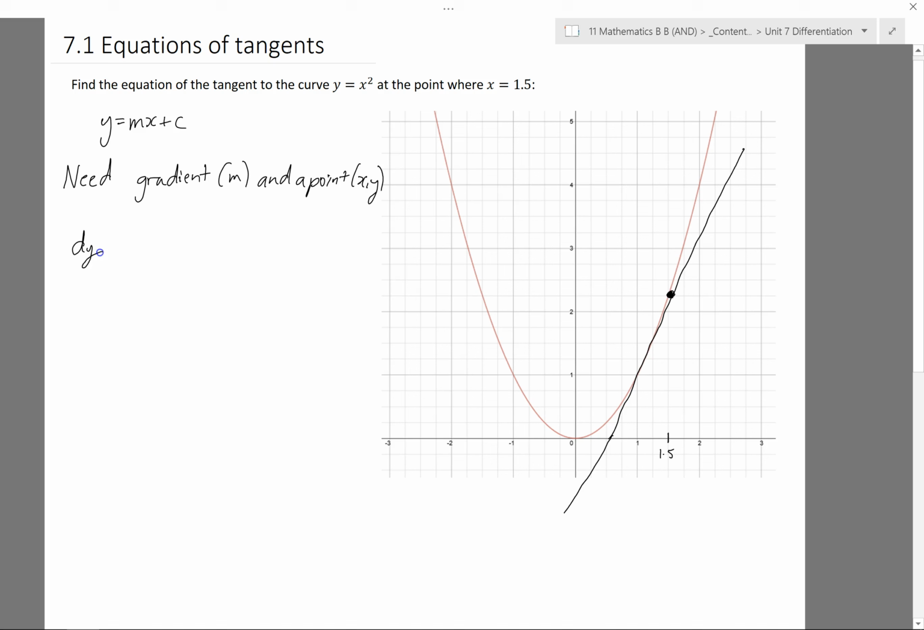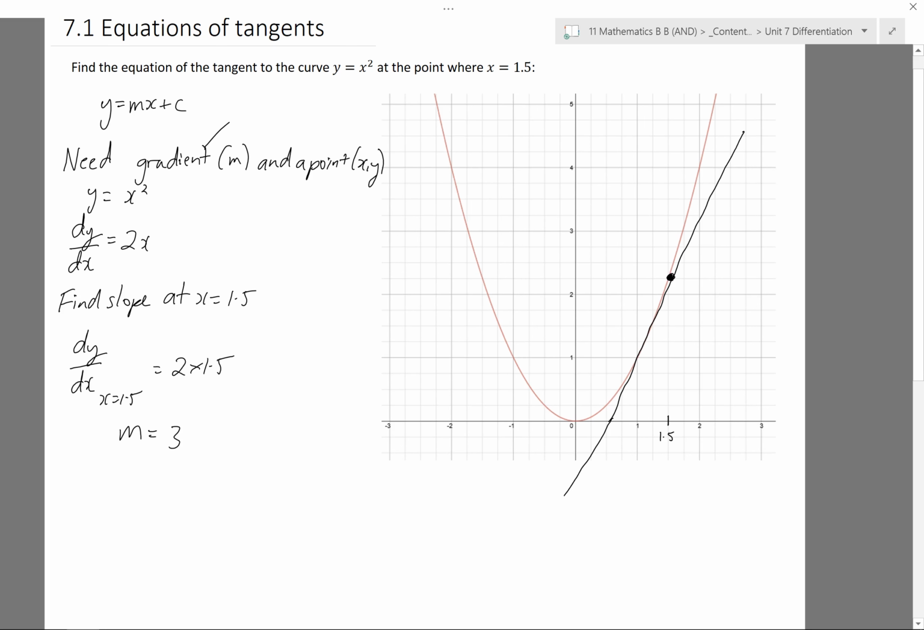So I know that dy/dx, if my function is x squared, my slope is going to be 2x. I'm interested in finding the slope at x equals 1.5. So I'm looking for the slope when x equals 1.5, so I'll substitute 1.5 in here. The slope is 3, and that'll be my gradient of that tangent line. So I've ticked off the gradient already. All I need to know now is the point.